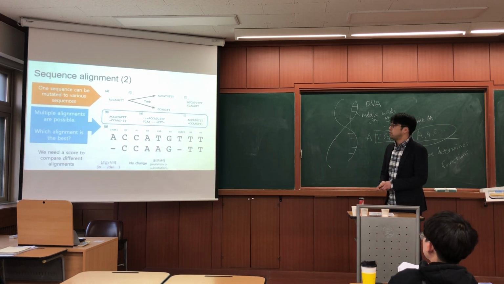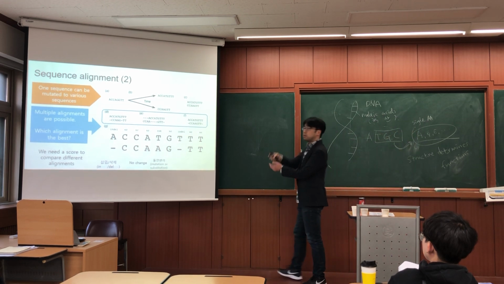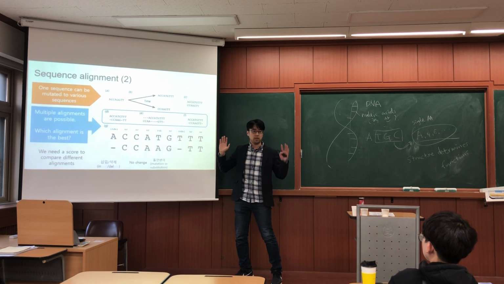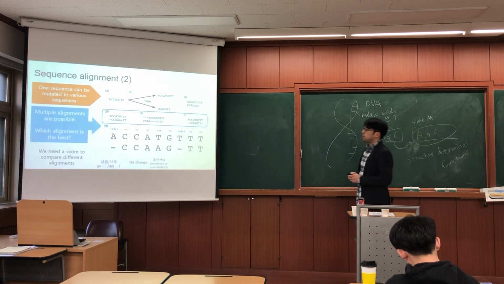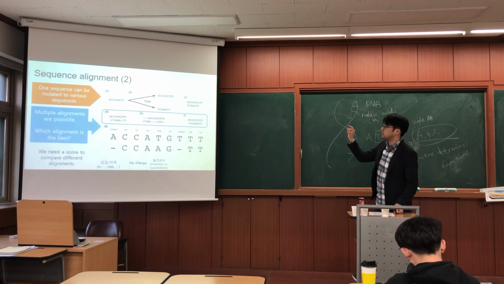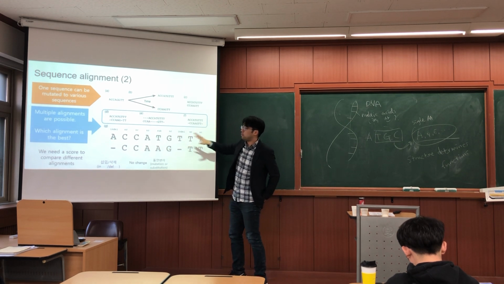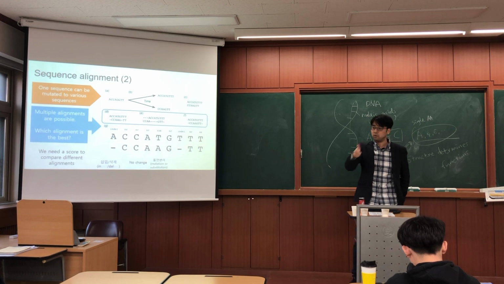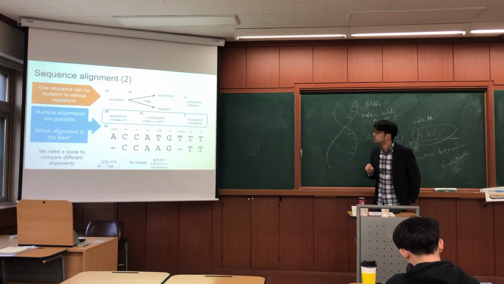So there are actually many possible ways that we can align two sequences. But which one is the best? We have to determine which one is the best. In order to choose the best alignment, we need some kind of score. And once we have a score, we can score different alignments and pick the best one, right?